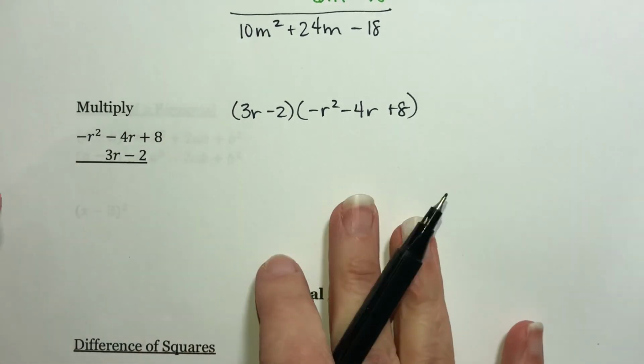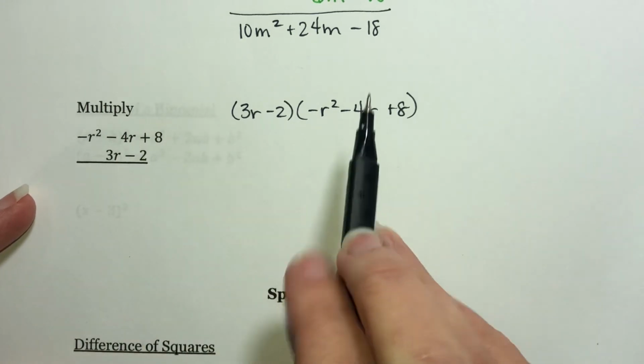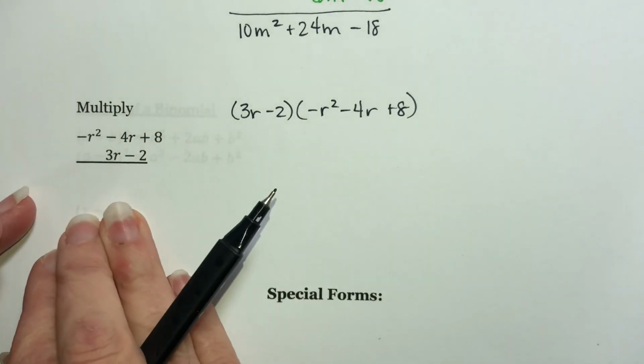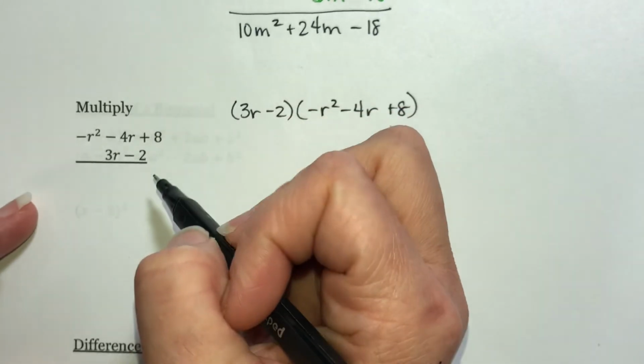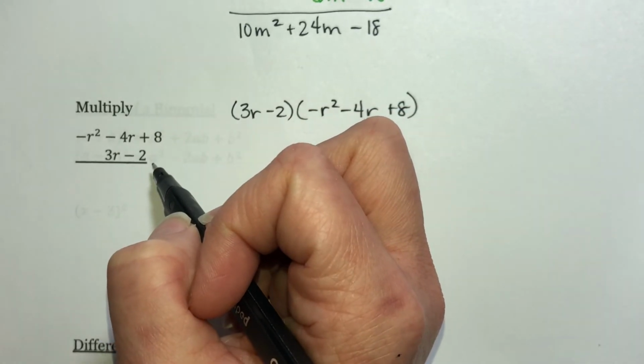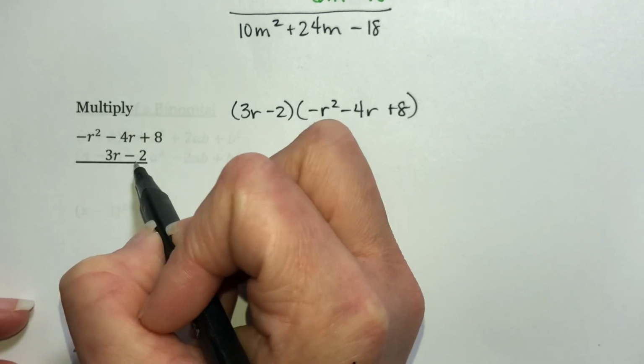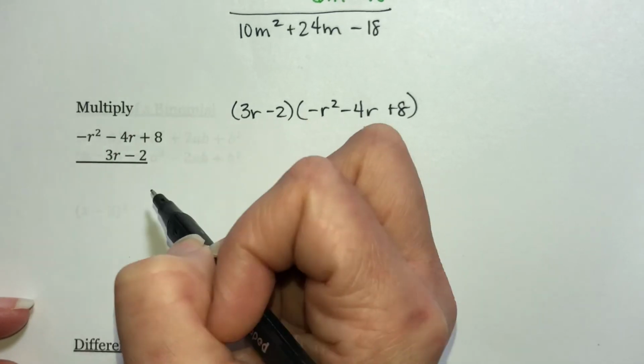Okay, so let's talk about how to do this vertically. You can change any vertical problem into a horizontal problem. You can change any horizontal problem into a vertical problem. It's going to feel very similar to what we did before, and actually also the multiplication you learned in elementary school. I'm going to start here with the negative 2, and I'm going to multiply here, here, and here.